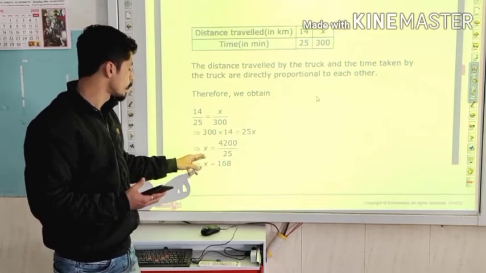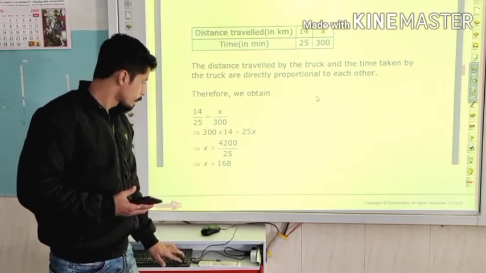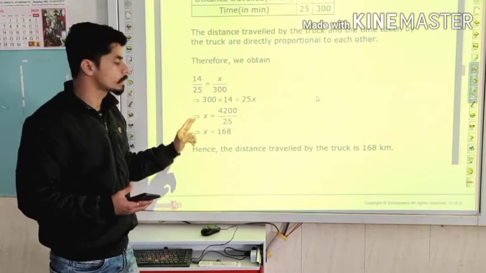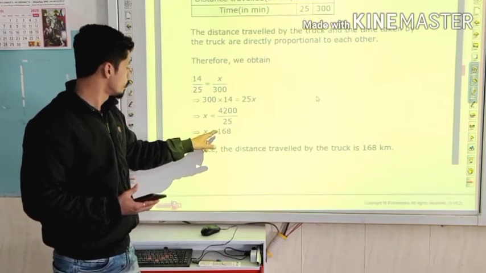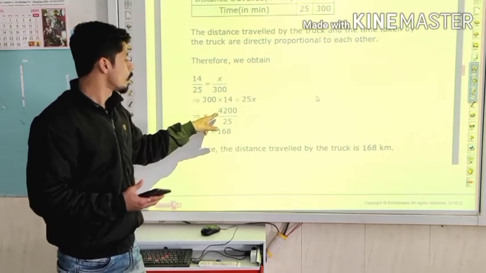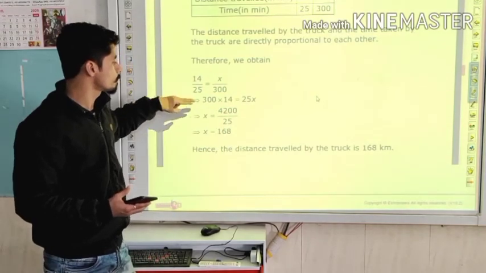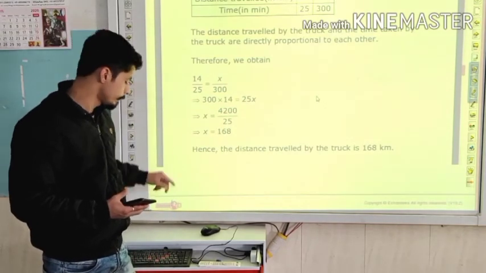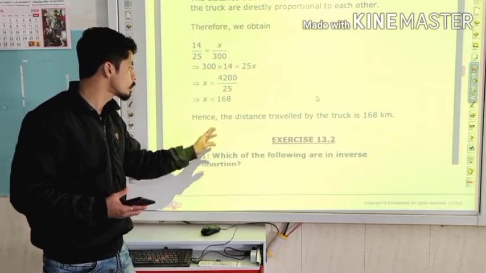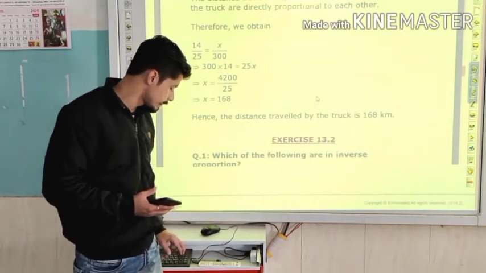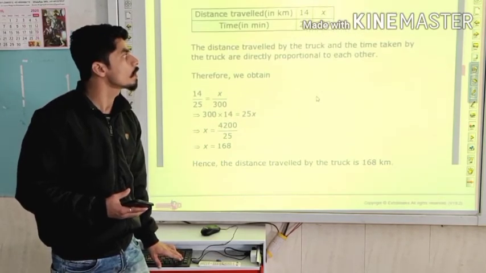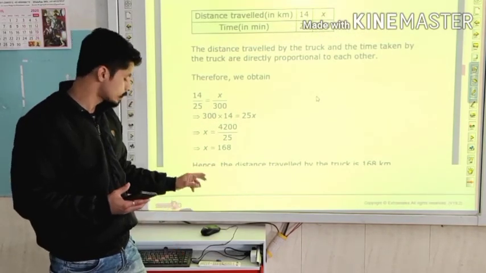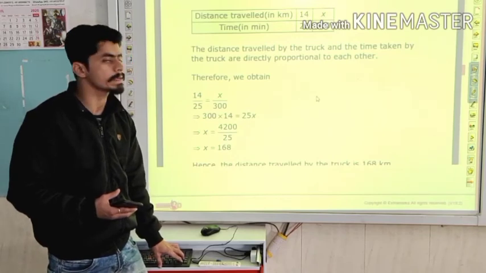Now 25 will divide 4200, and we get 168. 4200 we get from the product of 14 and 300. Hence the total distance traveled by the truck is 168 kilometers in all over 300 minutes. And that's all the solution of the question number 10.